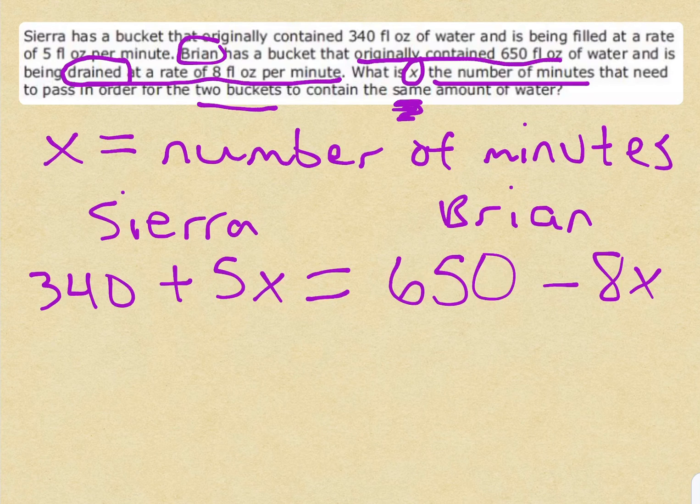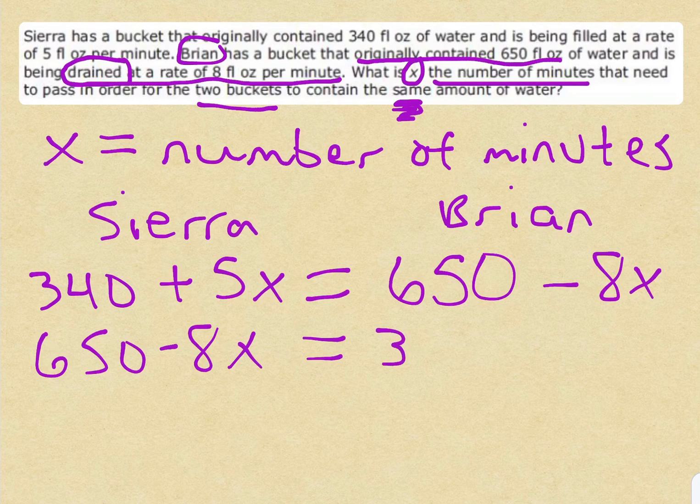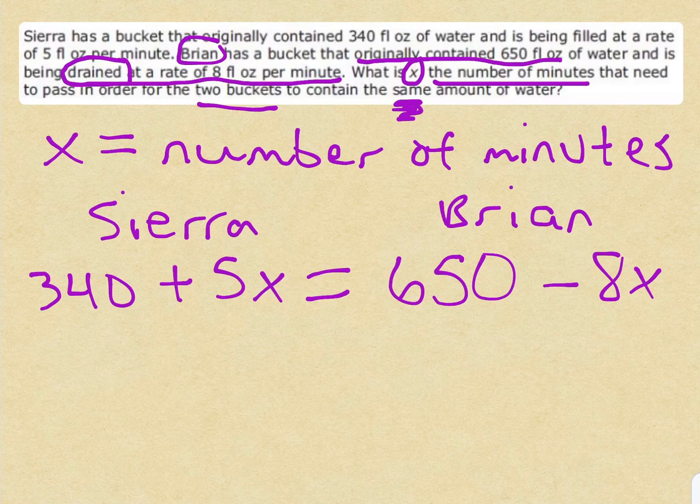Now, you can solve the equation just how it is right here, but you can also solve it if it's written another way. We could have it reversed, where we have 650 minus 8x on this side, and 340 plus 5x on this side. You would get the same solution if you did it that way. Also, I want you to see what's another way we could write it besides that way.